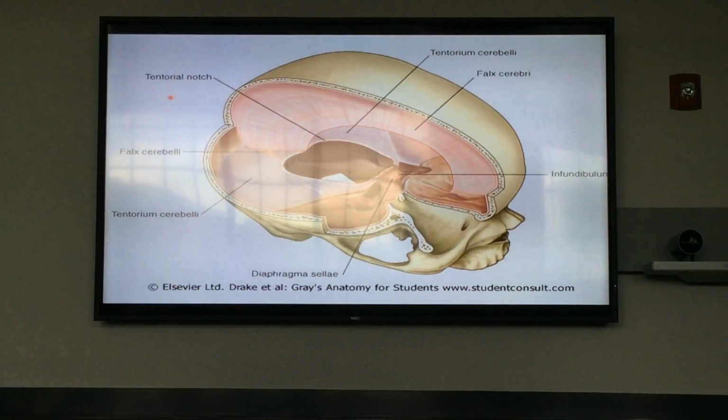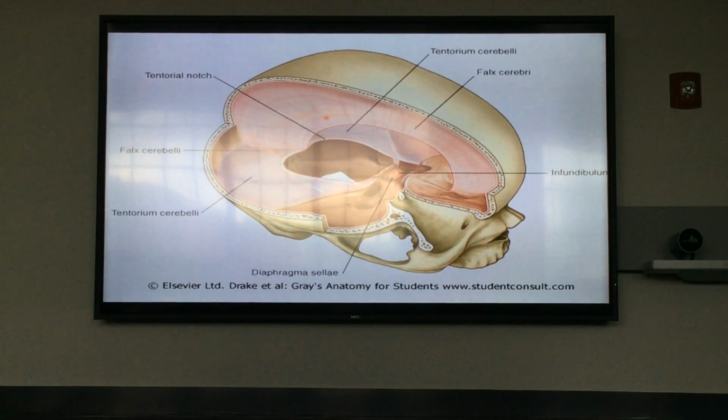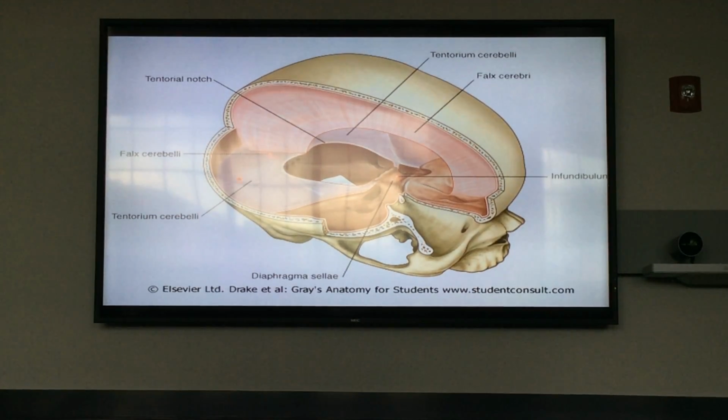So one of the things that you'll be asked to identify is this structure right here, the falx cerebri. It is basically those two layers of meningeal dura coming together and creating a connective tissue barrier separating the right hemisphere from the left hemisphere. Does that make sense? There is what we call the tentorium cerebelli, which is a structure that separates the cerebellum, which is living down here, from the occipital lobe of the brain itself.